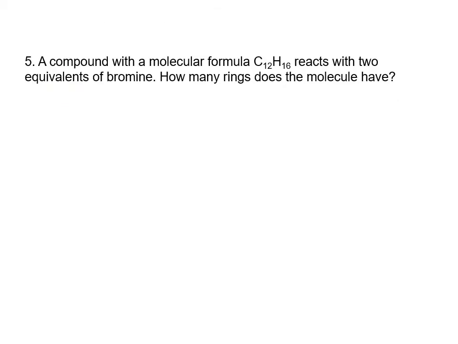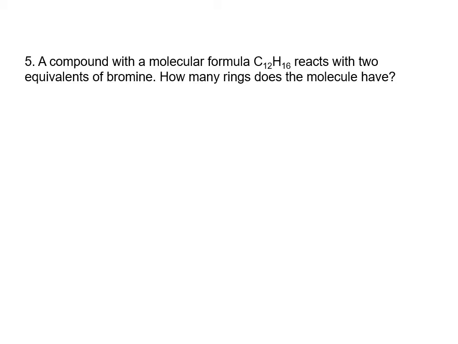A compound with a molecular formula C12H16 reacts with 2 equivalents of bromine. How many rings does the molecule have? So here it's very important that it reacts with 2 equivalents of bromine, which means there are 2 pi bonds, because rings in general don't react with bromine. The only rings that would react are 3 and 4-membered rings, but if that was the case, that would have been specified in the question.